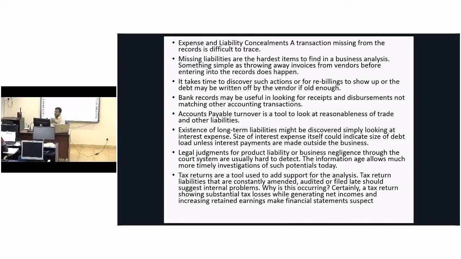Yeah, there are some other hints that we need to see to make sure whether these items are correct or wrong. What are those? Look, this one, bank records, may be a useful document that we can use to track all this information. Accounts payable turnover, accounts receivable turnover, everything will be important. And the existence of long-term liabilities also will be important to make judgments on these. Especially, you have to focus on legal judgments. I told you some examples related to litigation cases. It's another important tool.